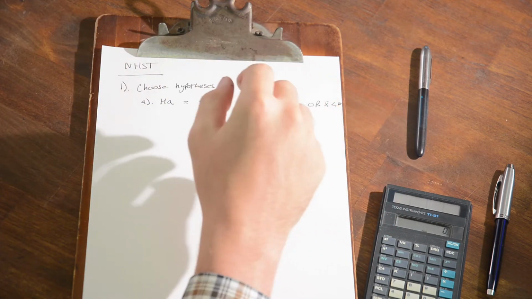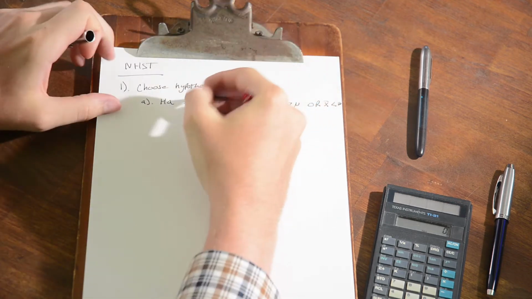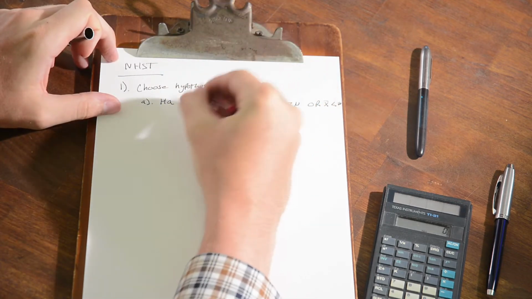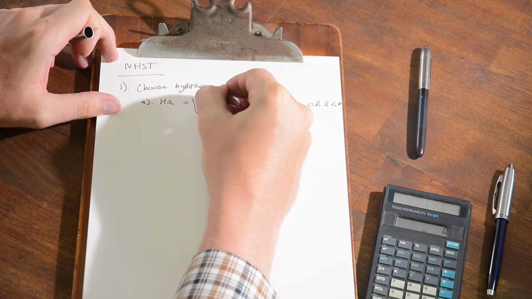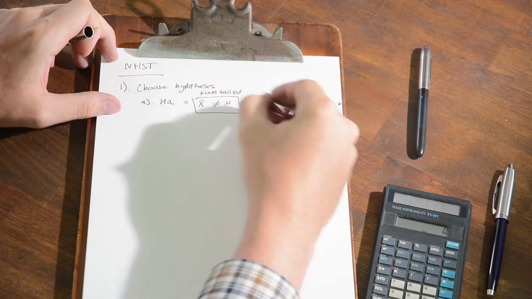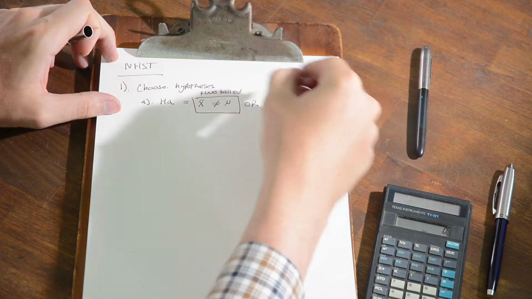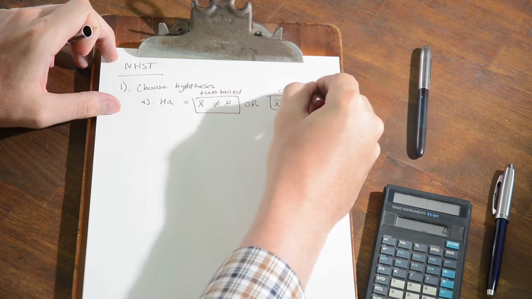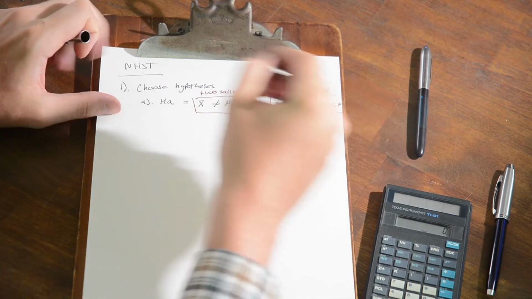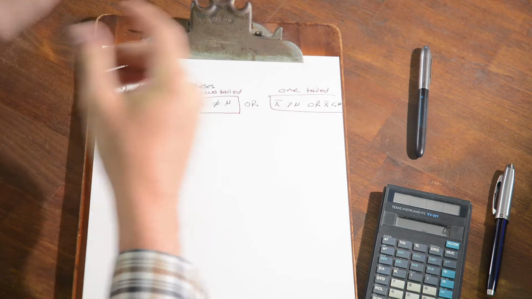We'll go ahead and separate these out in case you come back and look at these. So this would be a two-tailed. And these are one-tailed. And that will become important in a few steps.